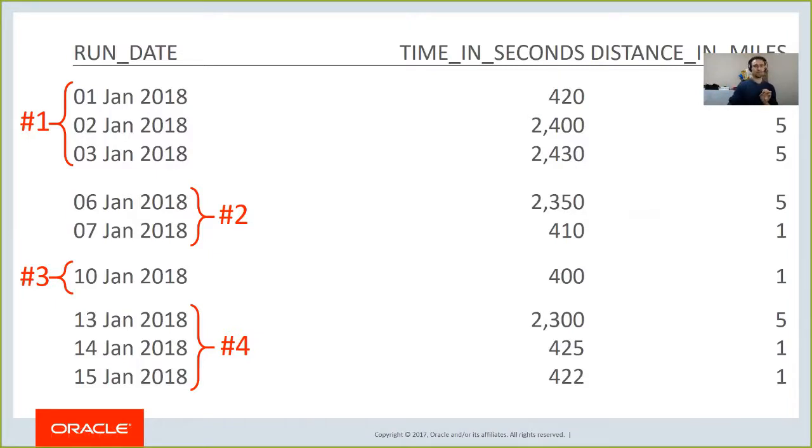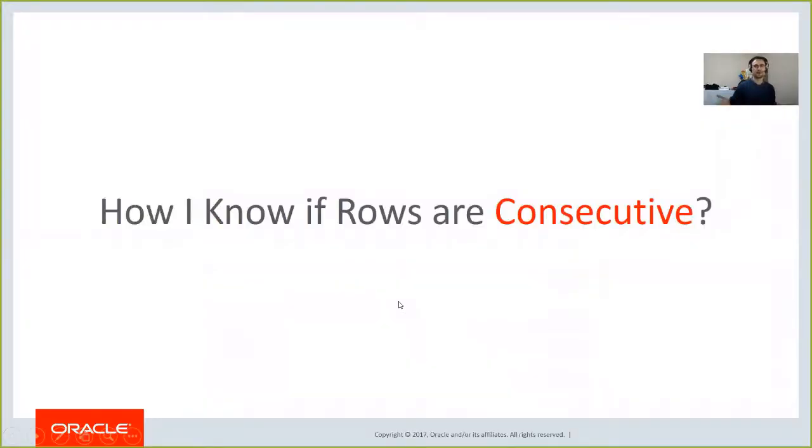So how do we do this? Let's look at how we're going to do this with SQL. But before I dive into the SQL, let's take a step back and ask, how do we know if rows are consecutive?